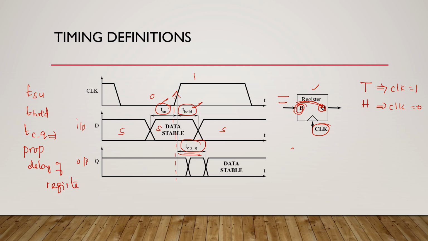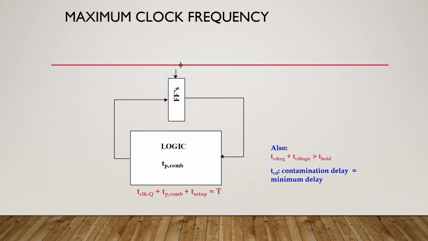And one more thing you have to know, what is the propagation delay as well as contamination delay. We will see it in the next slide. See here, we have to know what is propagation delay and contamination delay. Propagation delay means it is the maximum delay, right? It is a maximum delay or delay due to the longest path.